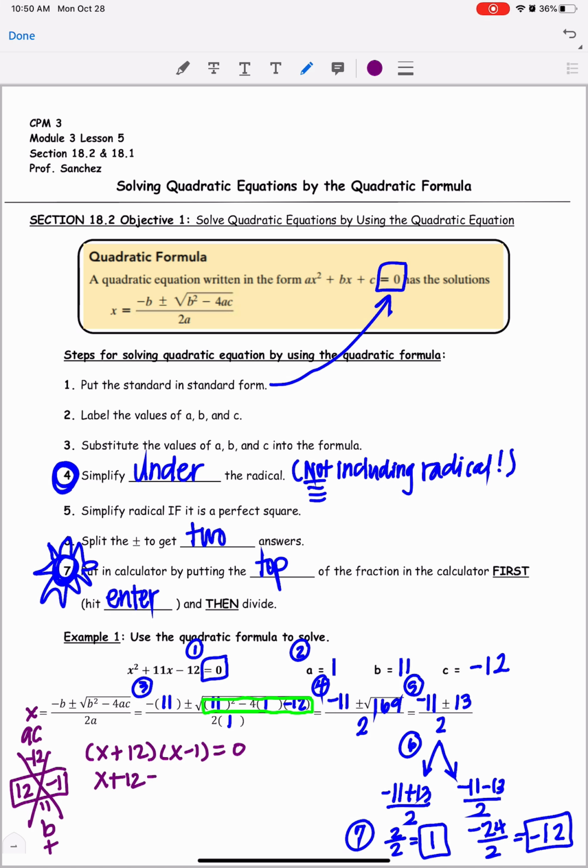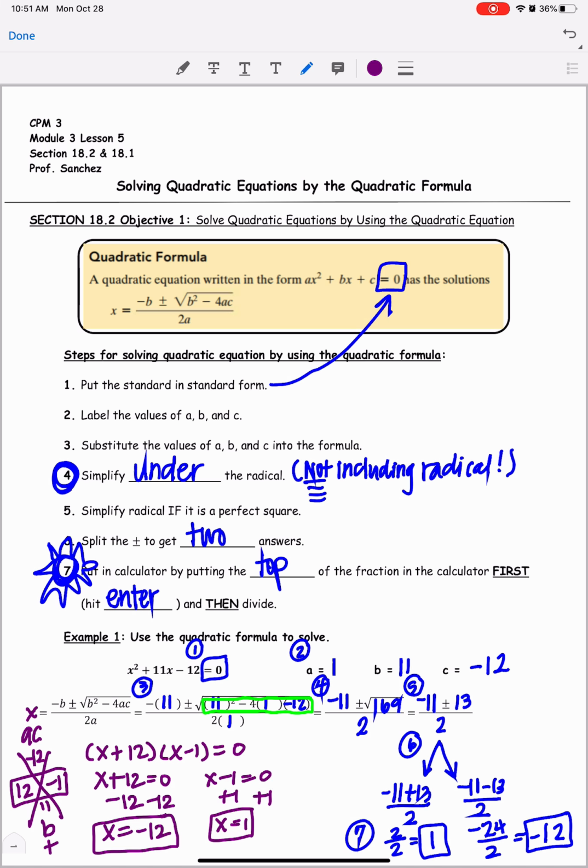x plus 12 equals 0. Subtract your 12 to get your first one, x equals negative 12, which is what we got right here. And then x minus 1 equals 0. Add your 1 over, and you get x equals 1, which we got right here.